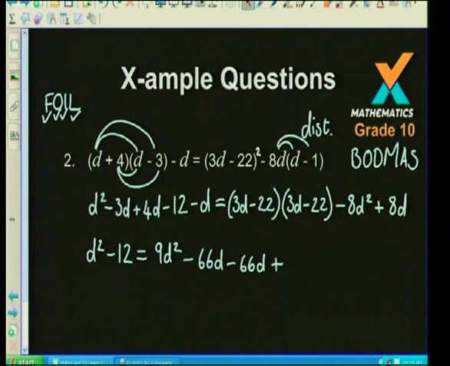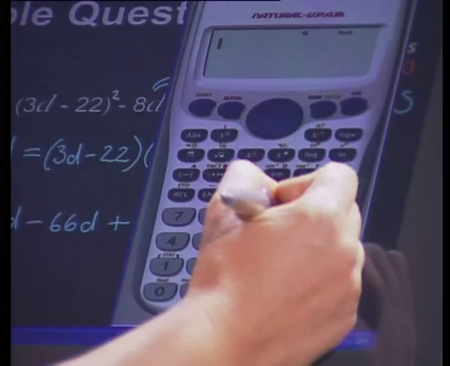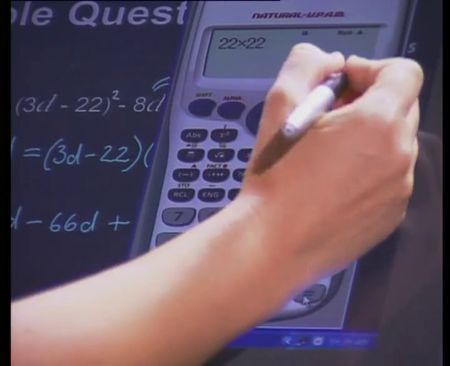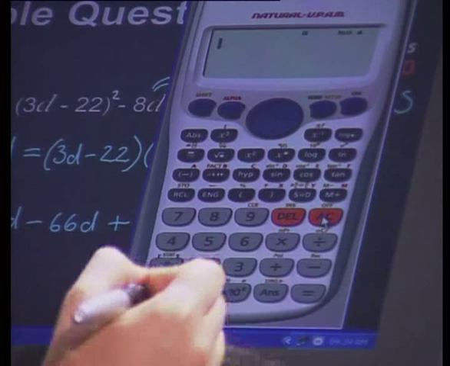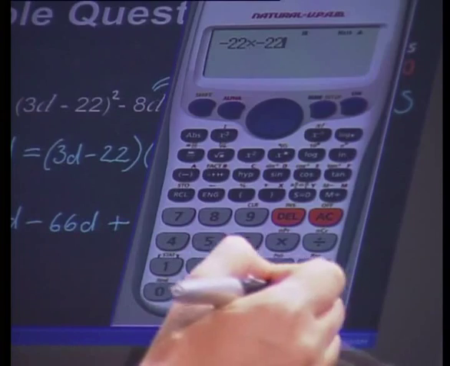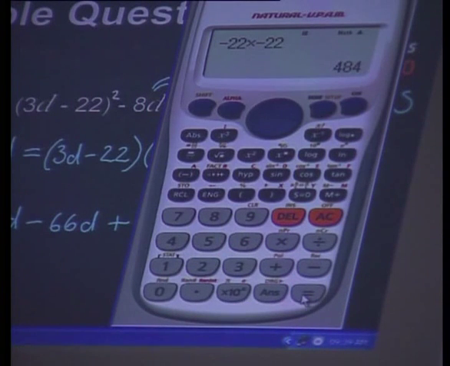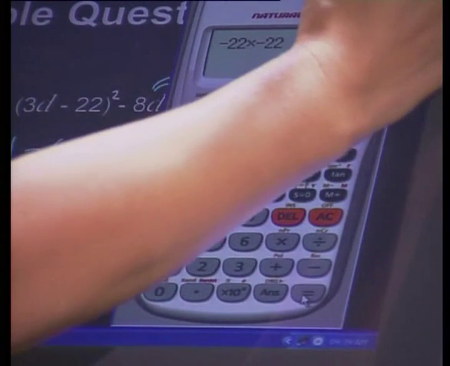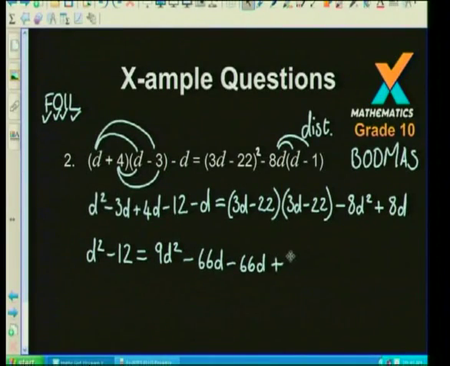Let's work it out on the calculator quickly. 22 times 22 gives us 484. Now you might be wondering why I didn't put the negatives in front of it. You'll see over here, negative 22 times negative 22 gives us positive 484. I know that a negative times a negative will give us a positive, so there we go. Plus 484. Minus 8d squared plus 8d.